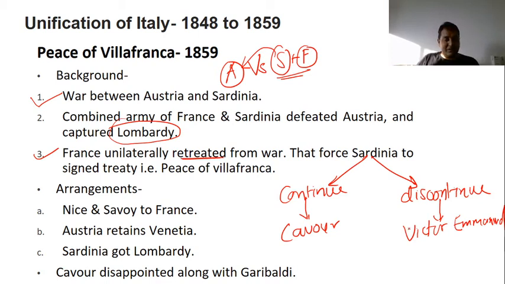Why is it so? Because Victor Emmanuel considered that we are not at all in a position to defeat Austria. Clear? We defeated Austria with the help of France. Alone we cannot. And if we continue this war, then definitely we are going to suffer a defeat. Along with that, Austria is going to take revenge and take back Lombardy as well. So Victor Emmanuel, he was the king, said that we are going to discontinue, and that made Cavour unhappy, dissatisfied, and finally he gave his resignation.